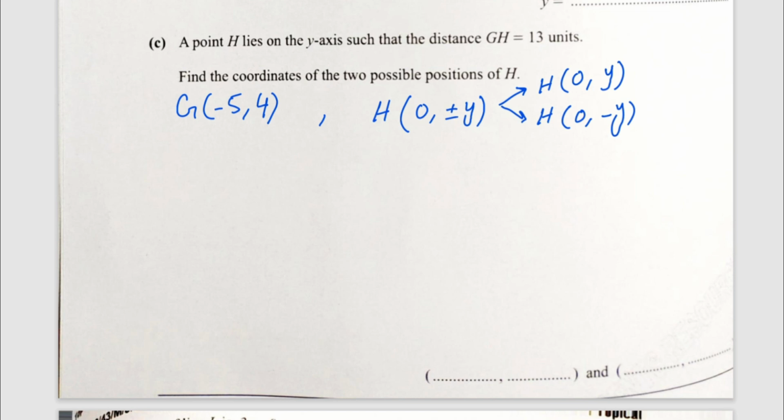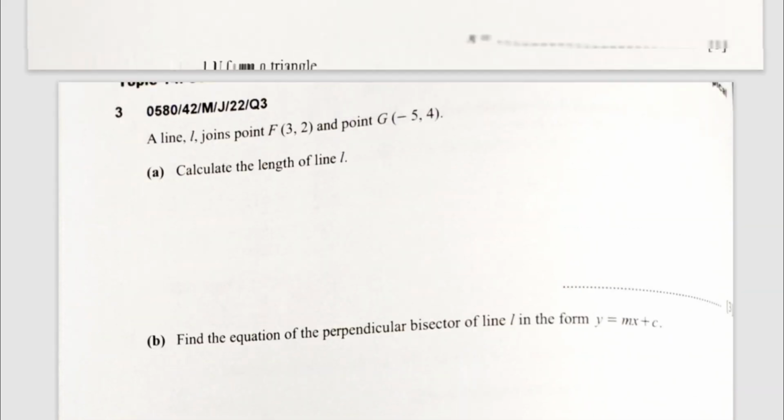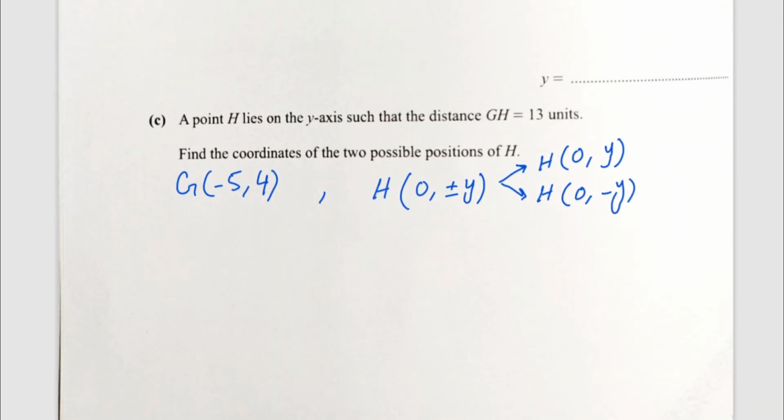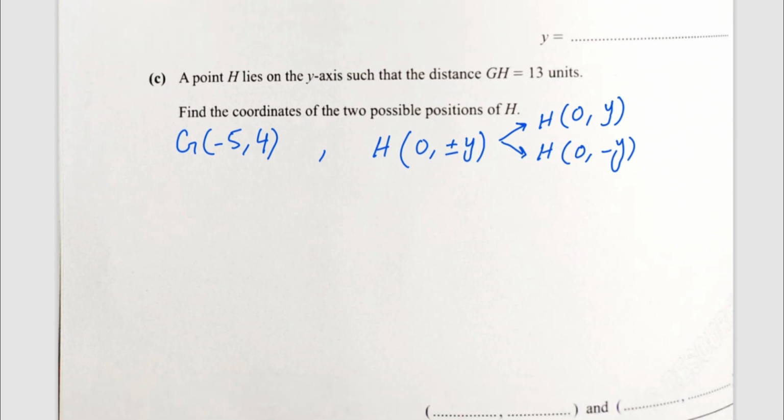Dear viewers, in this video, we will discuss the exam-oriented question of coordinate geometry part 2. So, in question number 3, the points F and G are given to us, and the last part of this question is: a point H lies on the y-axis, such that the distance between G and H is 13 units. Find the coordinates of two possible positions of H.